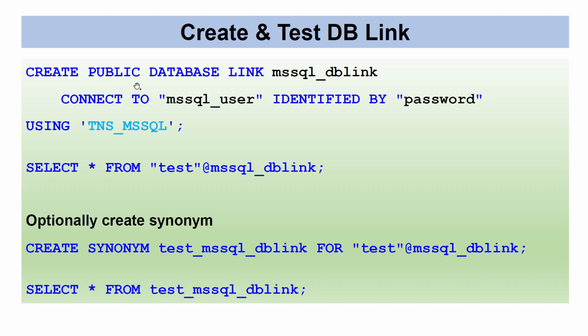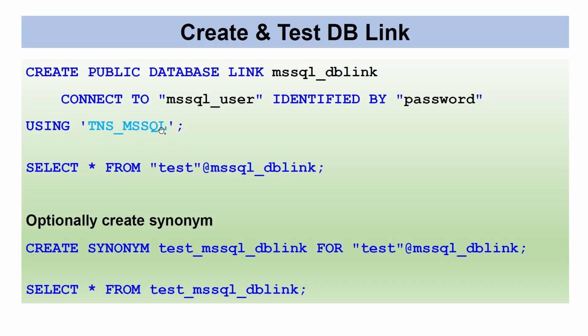You can create public or private based on your requirement. So here I have shown how to create a public DB link. So: create public database link, name of your choice, MS SQL user. This is the user who has got the access at the SQL instance. Identified by the password. This is the password of this user, using TNS MS SQL.